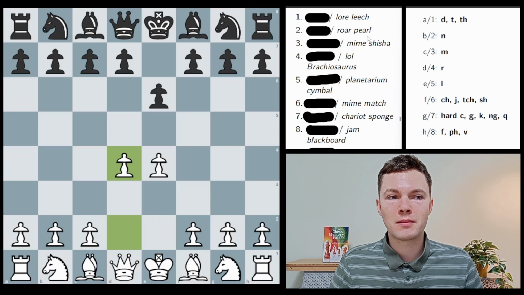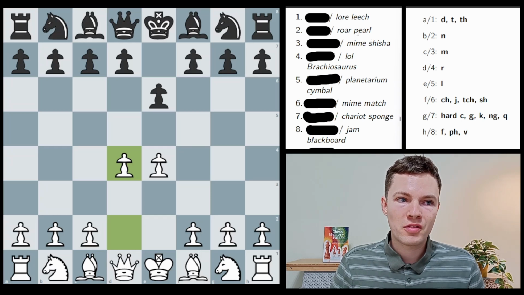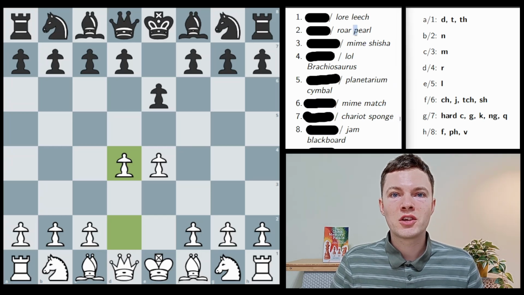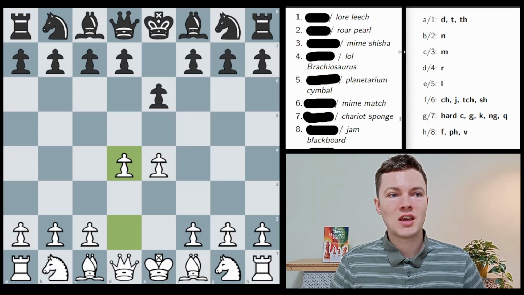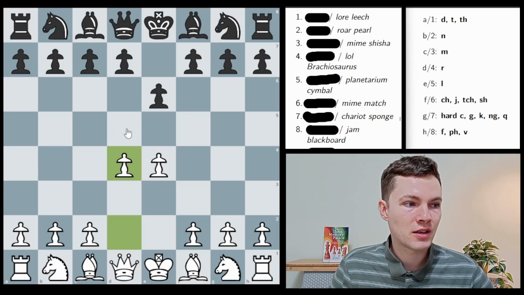And black replies "pearl". The P sound does not appear in the table, it's unallocated, so we ignore that. Our two consonant sounds are R and L, so this gives us the fourth file and the fifth rank. So black plays d5.